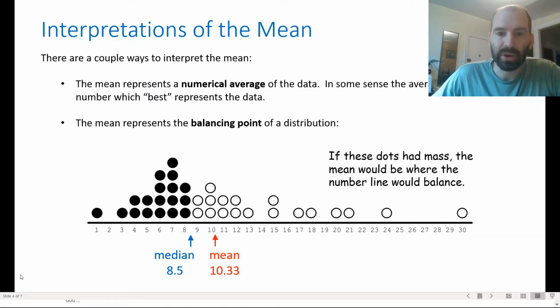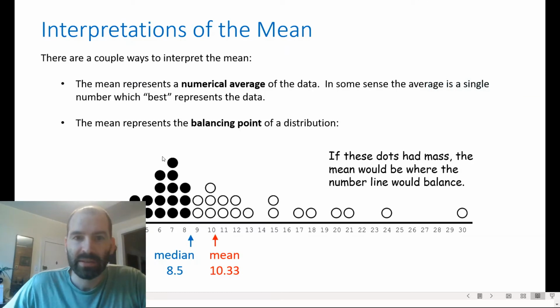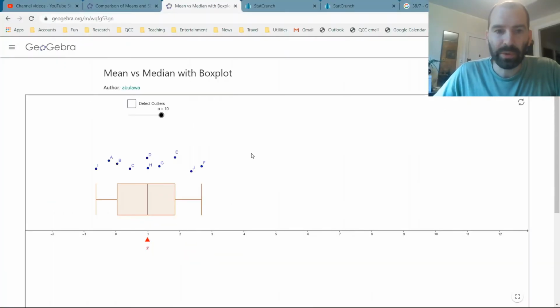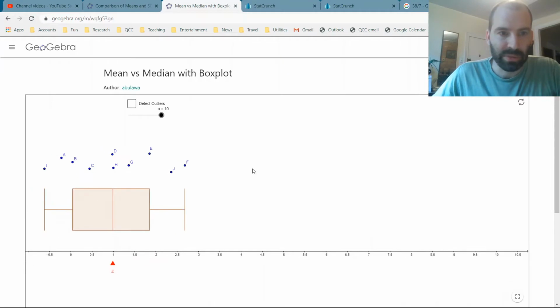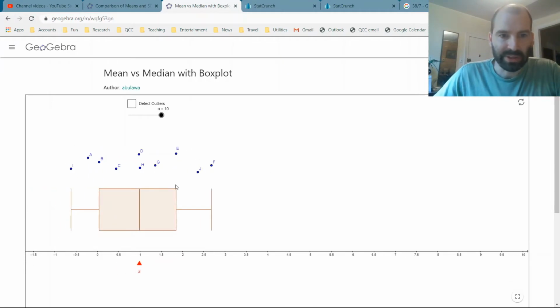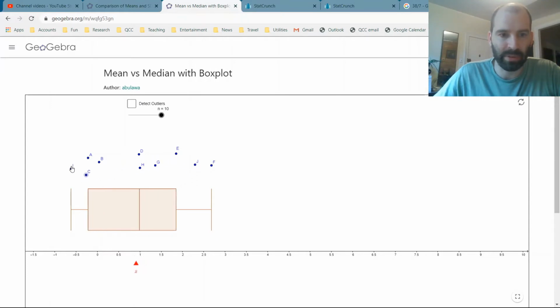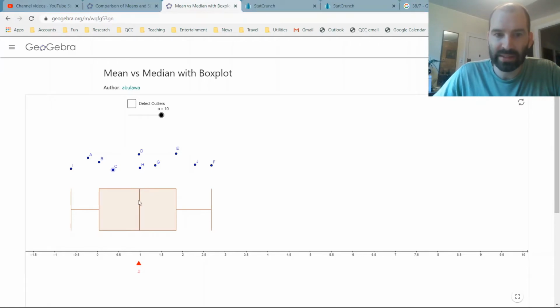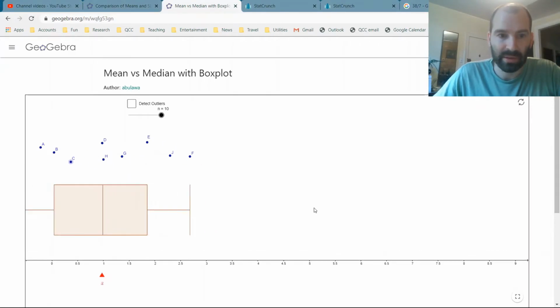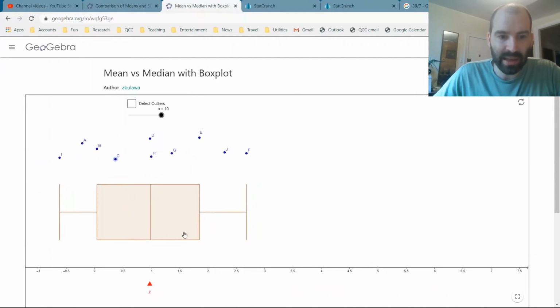Let me show you another illustration of this fact. All right, so here we have, let me zoom in a little bit. Here we have some data points. I just got a bunch of data points. And from these data, I have made a box plot. If I move these data around, it changes the shape of the box plot. Now remember, the middle line in the box plot is the median. So I can see that the median is right here at 1 right now.